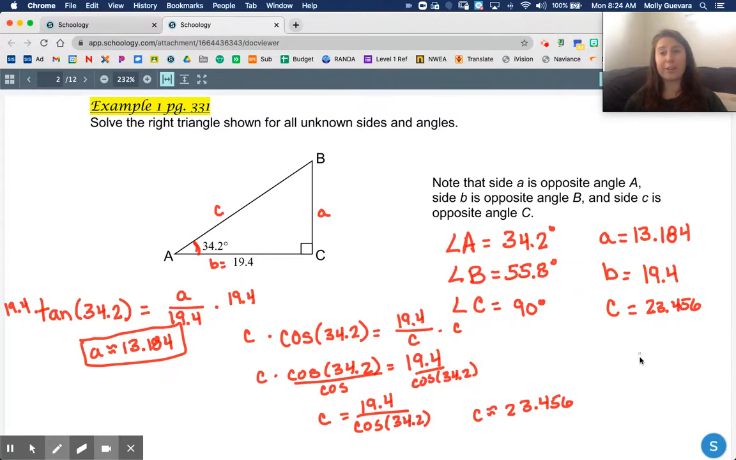Now, there's other ways you could have done this. You could have done Pythagorean's theorem. You could have done sine using A. However, my recommendation is usually to use the information that you're given.